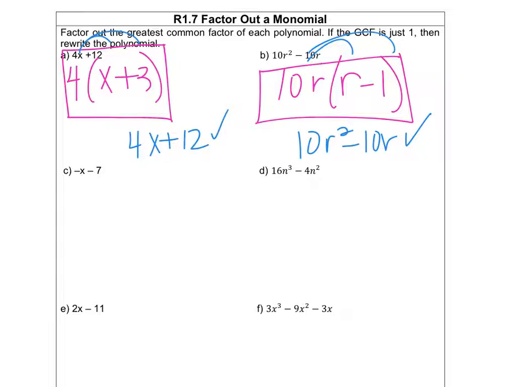Okay, moving on to C. This one looks like you probably couldn't factor anything out, but you actually can. Since they're both negative, we can factor out a negative 1. So you're basically just changing the sign of each term. Negative x divided by negative 1 would become positive x, and negative 7 divided by negative 1 would be positive 7.